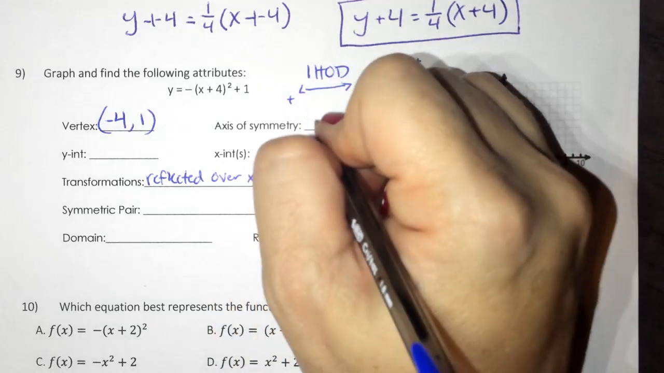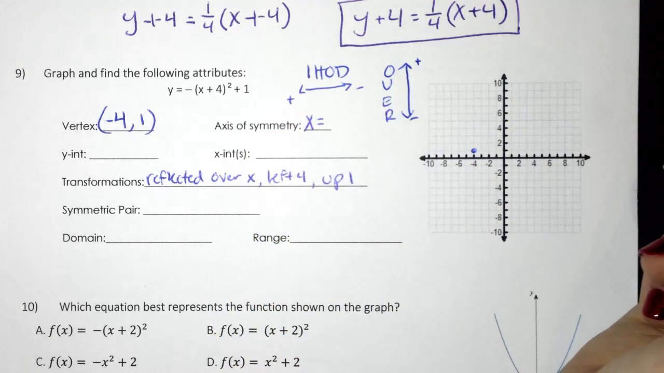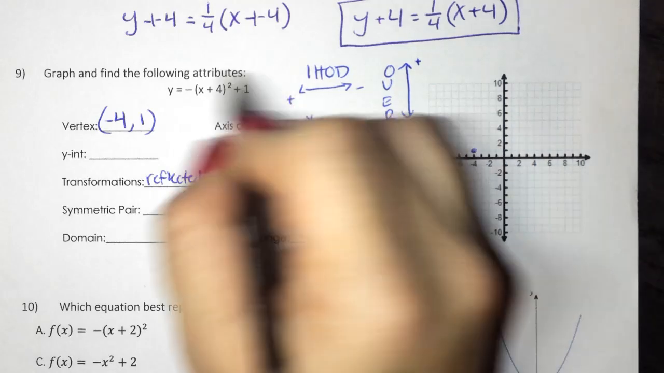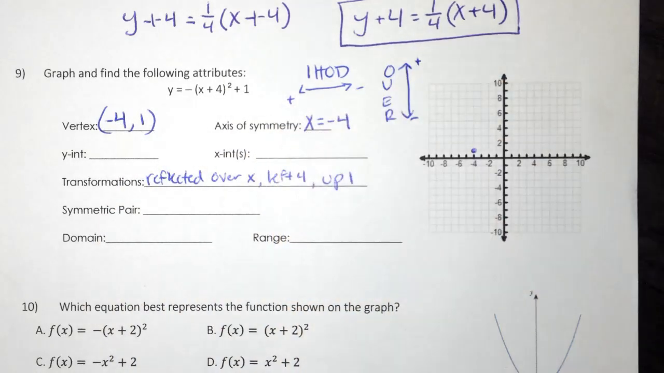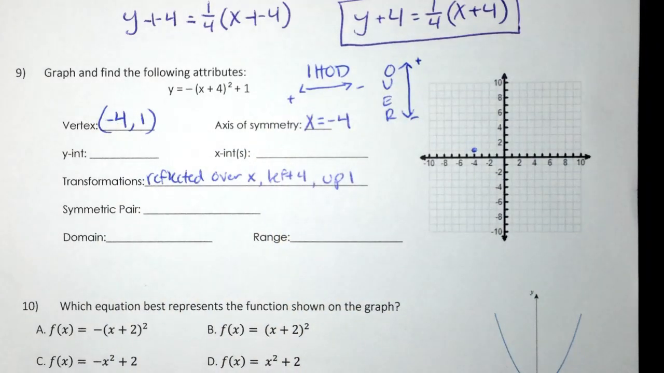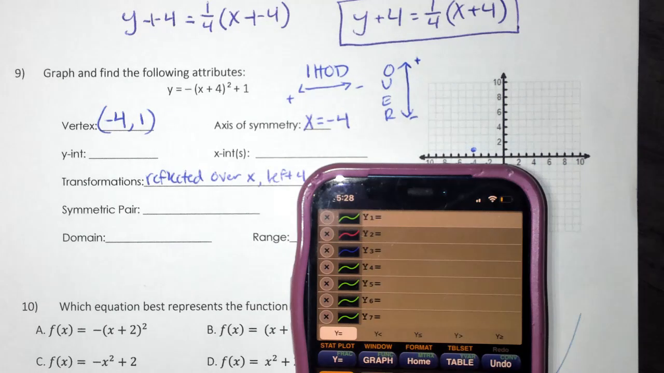My axis of symmetry is always x equals. If you do not put x equals, I will take points off. X equals the x of my vertex, so -4. And we can graph it. Like I said, my calculator is different than yours. But y'all know how to work your calculators.